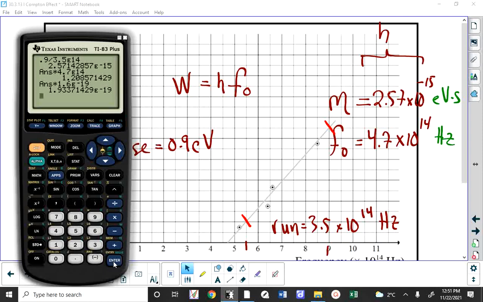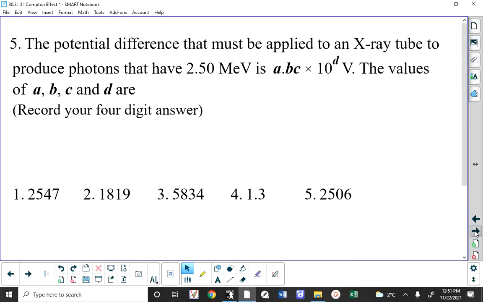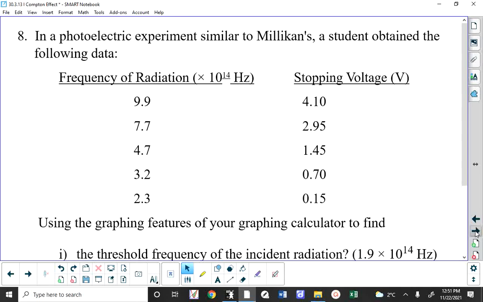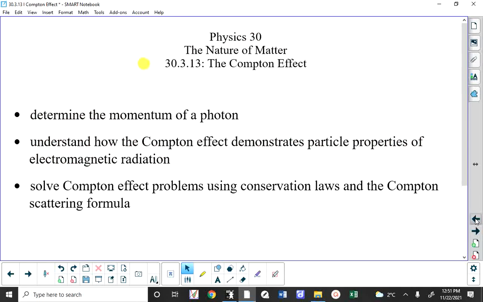We're going to move on now and take a look at the Compton effect. So you're going to need to turn to the next section in your handout. I realize that my numbering in this unit is all over the place. This should actually be 30.3.13, and it is part 1 of the Compton effect. The next lesson, which is part 2, is mislabeled as part 1. But this is just part 1 of the Compton effect.